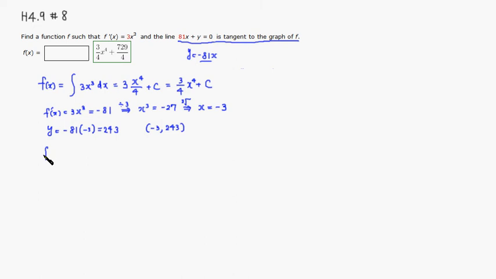So f of negative 3 would be 3/4 times negative 3 to the 4th power plus c. If you simplify that, this is going to be 81 times 3, so that's 243, divided by 4, plus c. This has to be equal to 243.